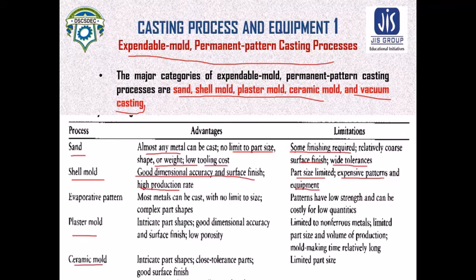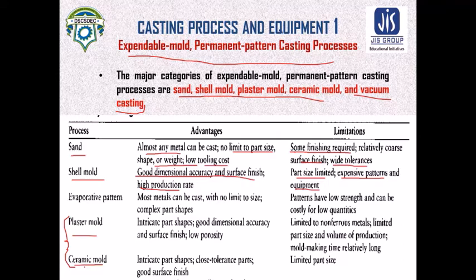Next, in case of plaster molding, intricate shape. Plaster molding and ceramic molding, these two can be named precision casting. Why precision casting? Because here surface finish and dimensional tolerance is maintained at higher accuracy for plaster molding and ceramic molding. The dimensional accuracy is maintained more accurately, so that's why they are called precision casting.